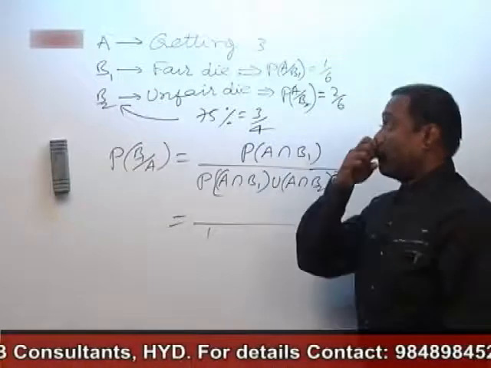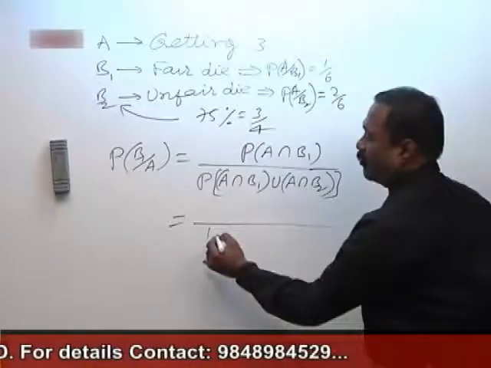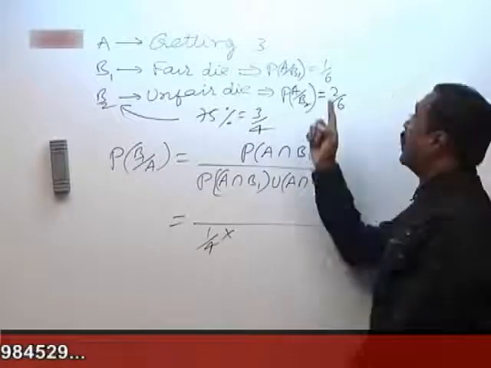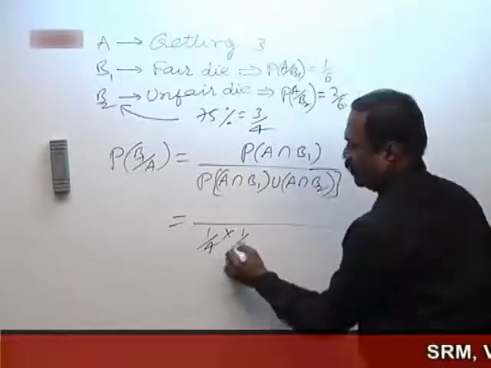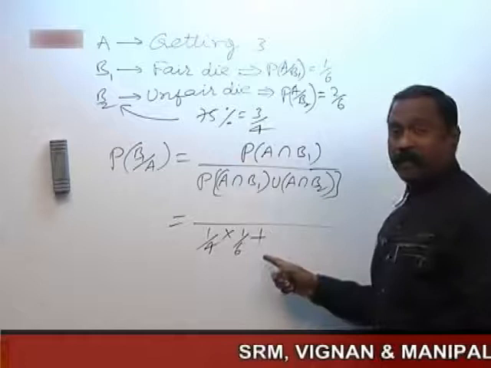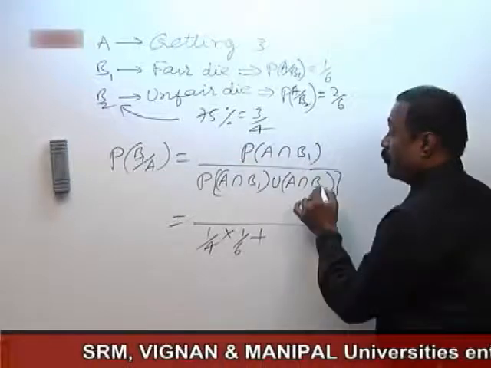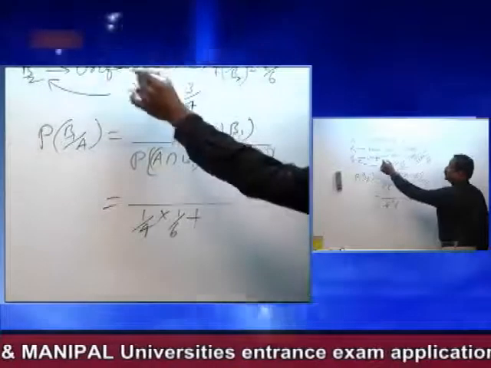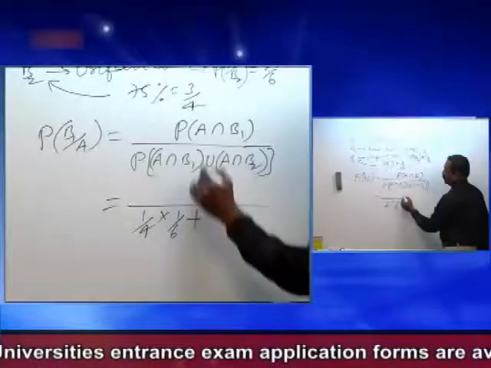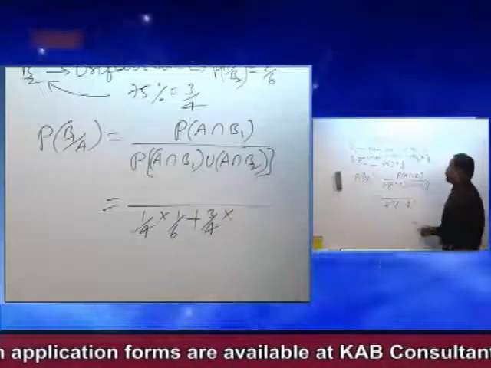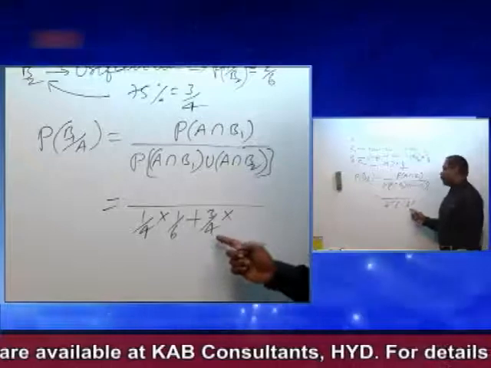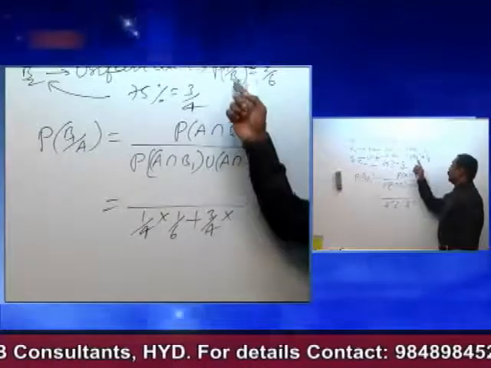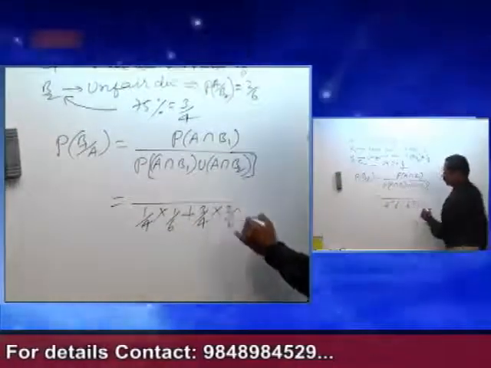But for B1 what happens? It is only 1 by 4. And what is the probability of getting number 3 on this one? 1 by 6. This union stands for plus. And what is the probability of picking up B2? B2 is here 3 by 4. And the probability of getting 3 on B2 is 2 by 6.